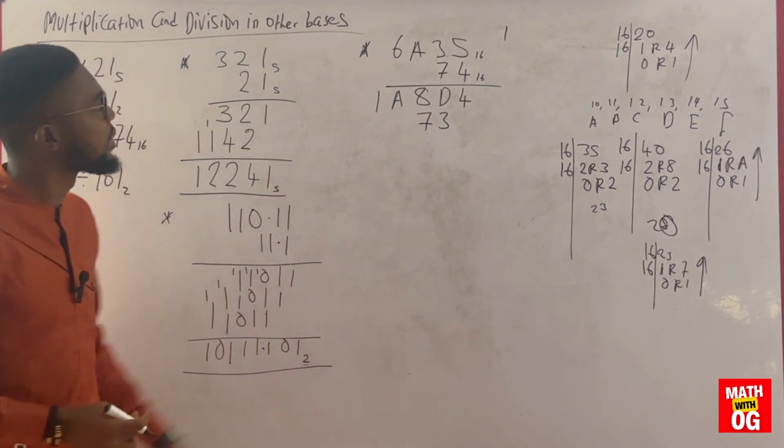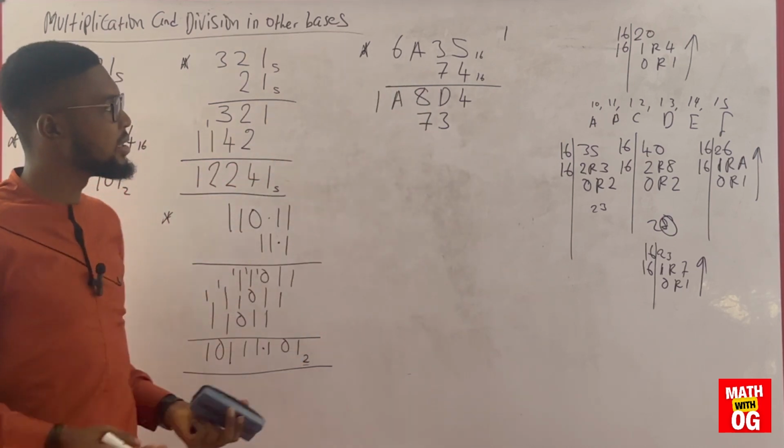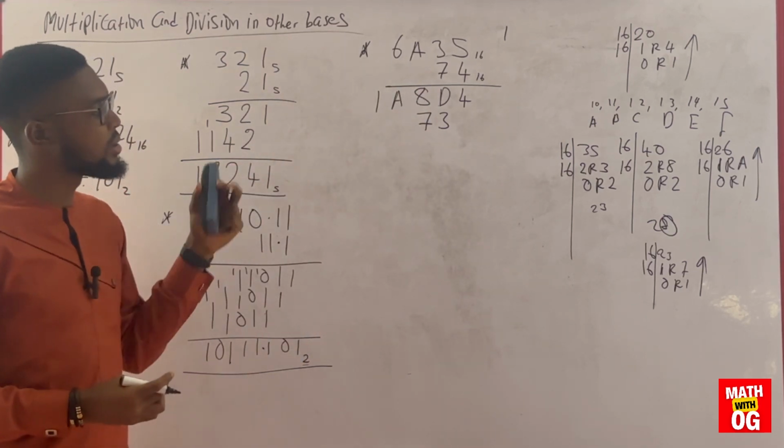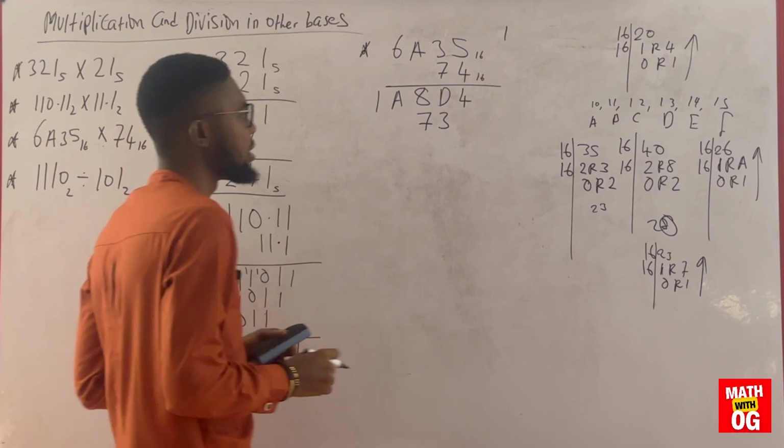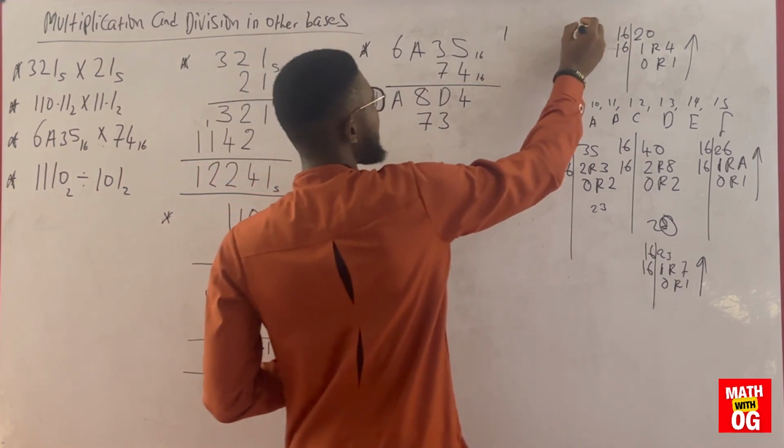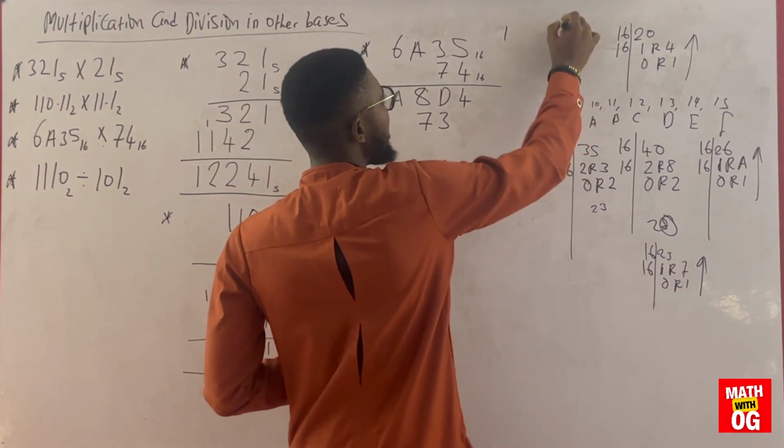Go again. 7 times A, which is 10. So 7 times 10 is 70. Plus 1, 71. Now what is 71 in base 16? So let's do that here.